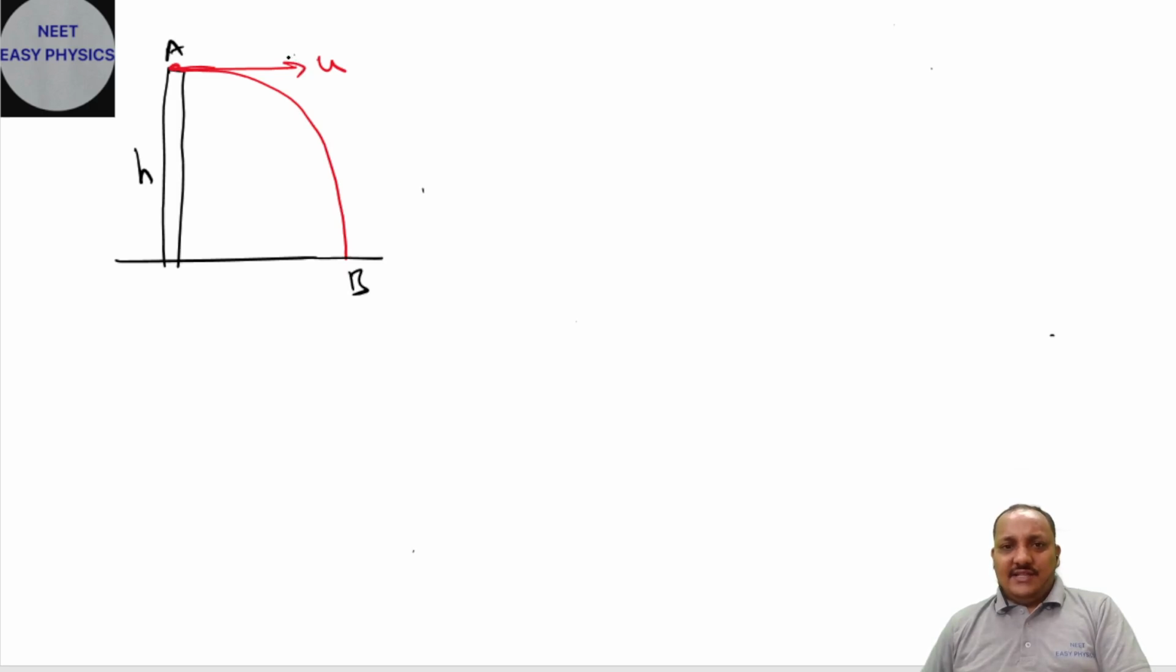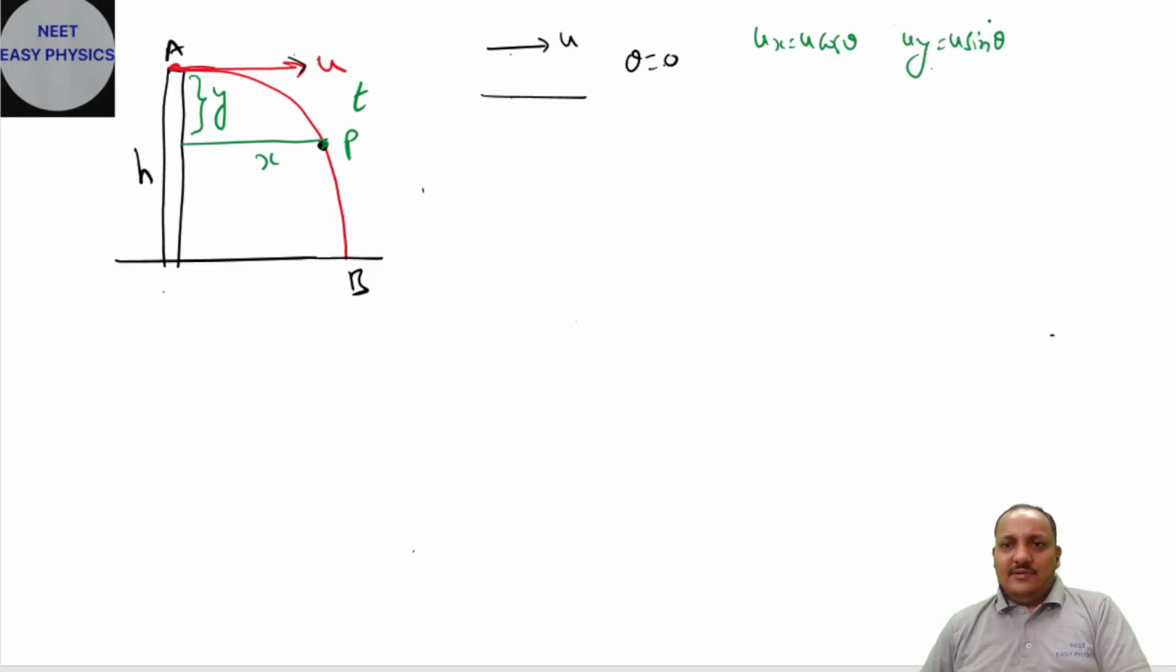Now how much angle this velocity is making with horizontal means? Horizontal velocity u, horizontal, both are parallel means theta is going to be 0. Now, how much horizontal distance, how much vertical distance it is going to cover after t time? This is point P. This is the horizontal distance x. This is the vertical distance y. Again, you can resolve this one into two components. We came to know ux equal to u cos theta, uy is equal to u sin theta.